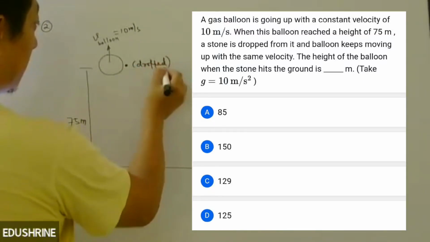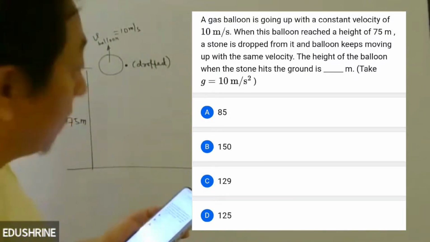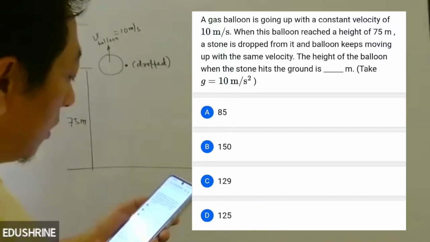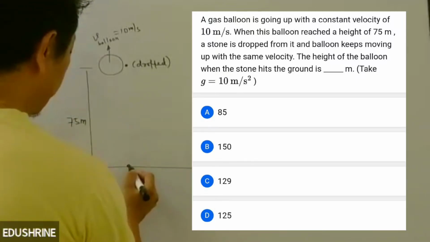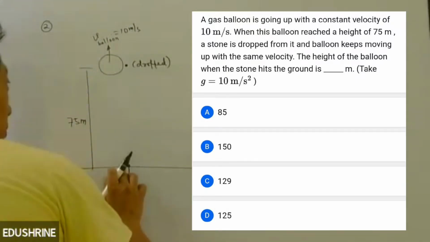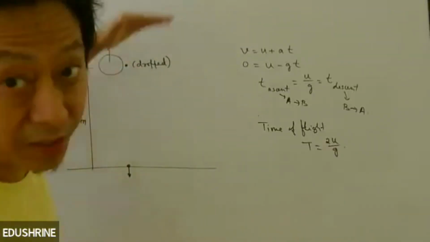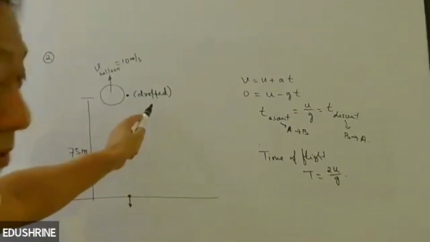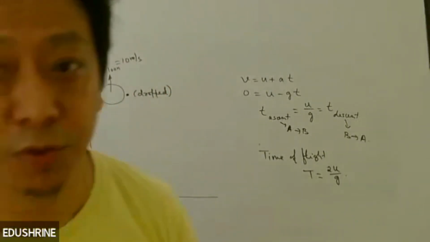A stone is dropped, and the balloon keeps moving up with the same velocity. They ask for the height of the balloon when the stone hits the ground. So this stone will ultimately come to the ground. When the stone hits the ground, how much height the balloon has, they are asking. First of all, tell me what is the initial velocity of the stone. Remember, it's dropped. So what is the initial velocity of the stone?